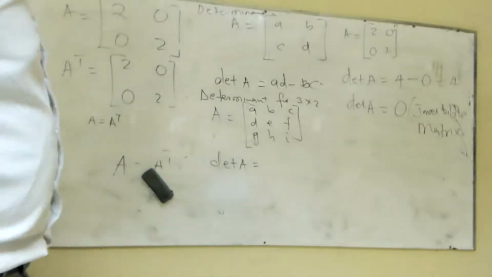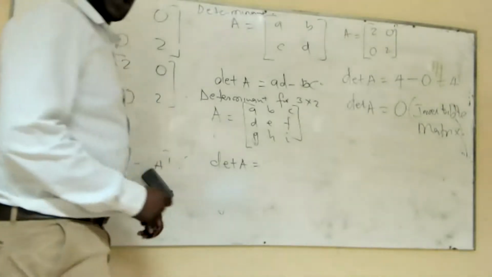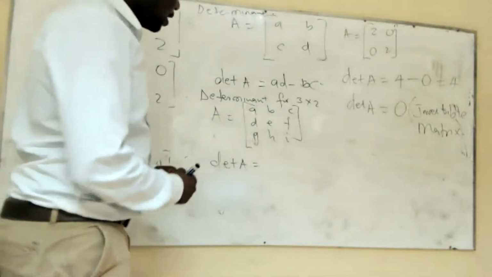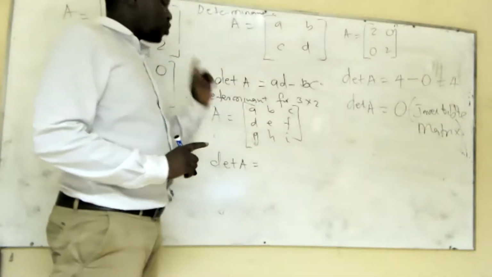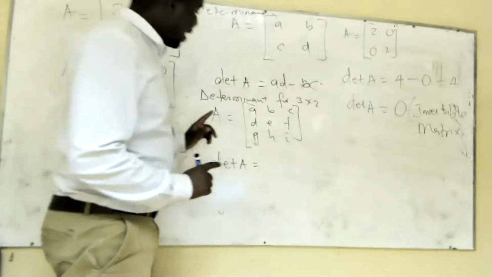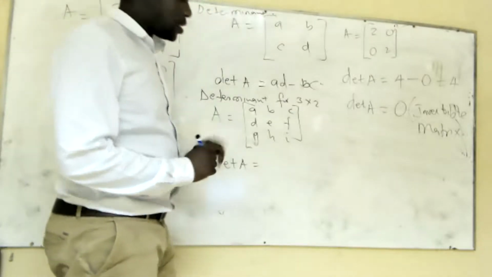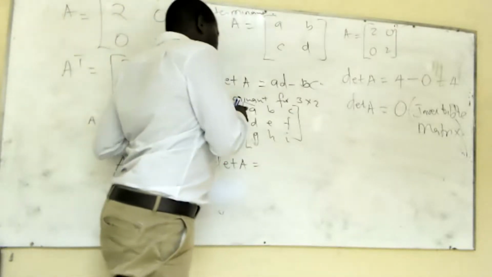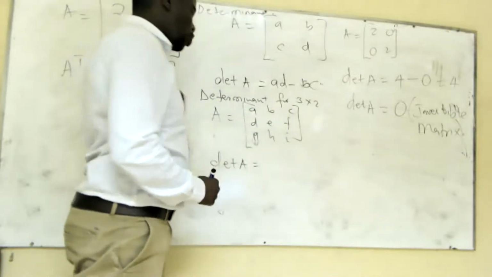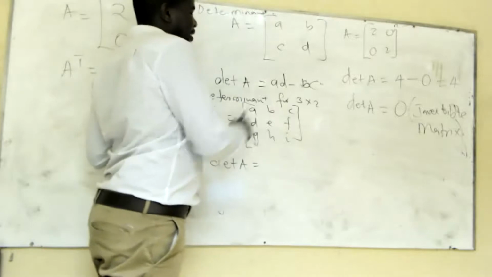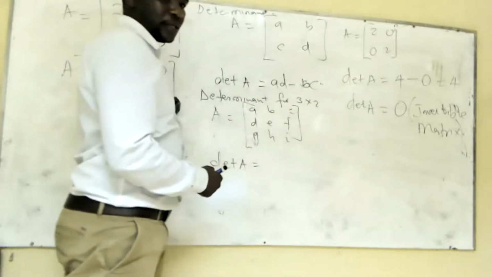Okay, if you get in, I'll try to summarize it for you. But this is how we get the determinant of 3 by 3. We get it by doing this: on the first column, we have the first entry, second entry, and third entry.